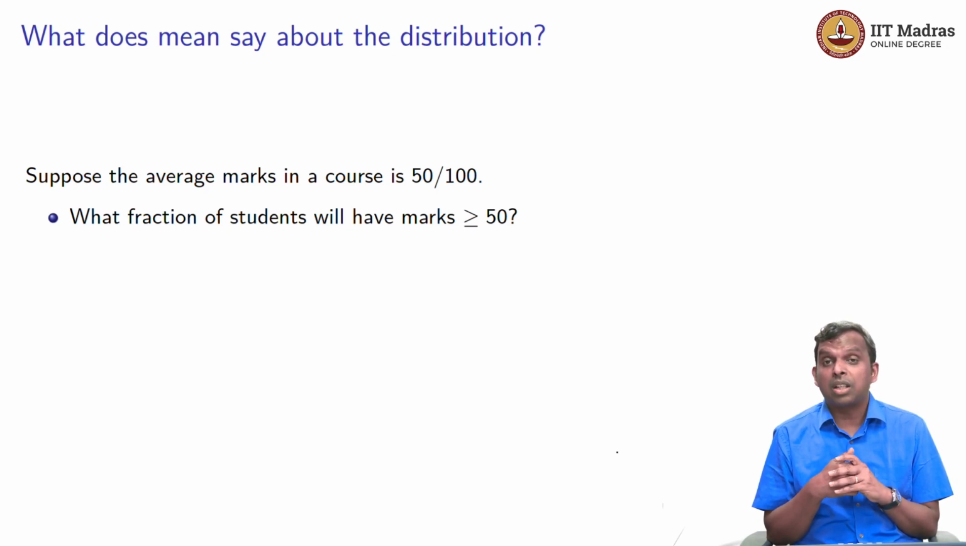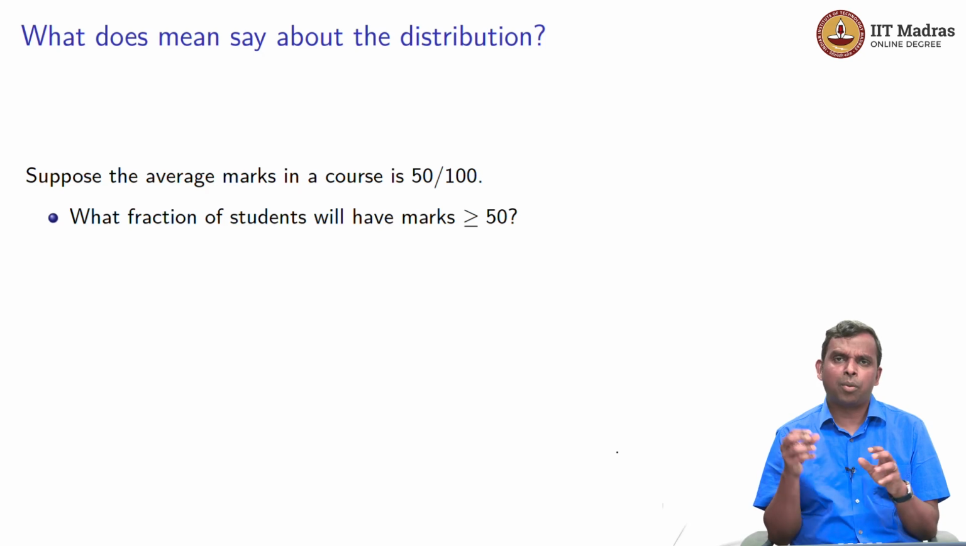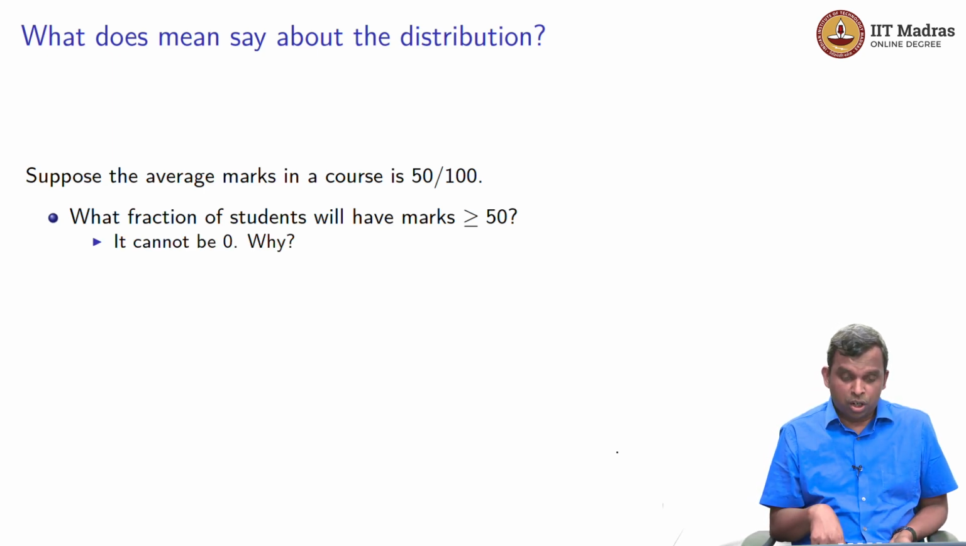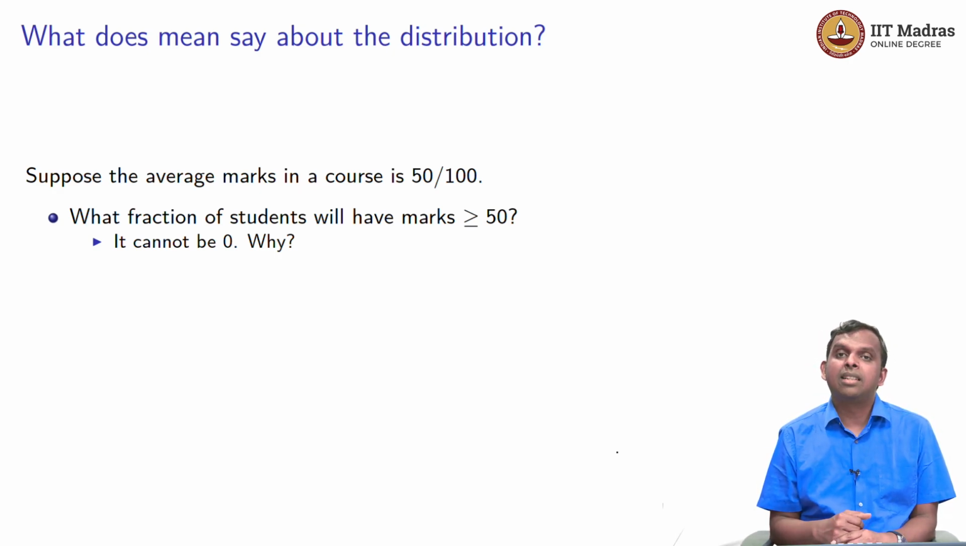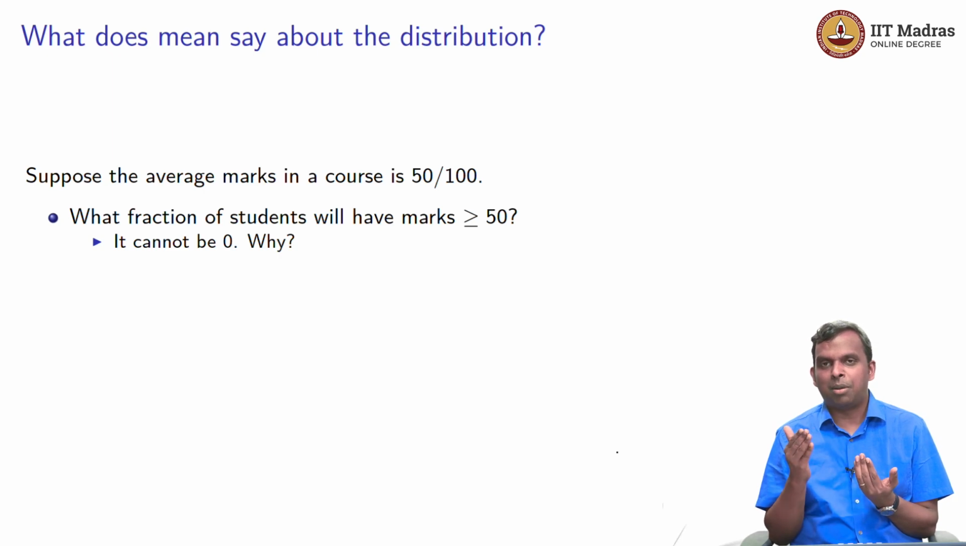Now suppose I ask a probability question: what fraction of students will have marks greater than or equal to 50? What does this mean? If I pick a student at random, what's the probability that their mark will be at least 50? You can argue that it cannot be 0. It cannot be that nobody is greater than or equal to 50. If nobody is, how can the average be 50? The average is adding up everything and dividing by the number, so some numbers have to be above or equal. It cannot be that everything is below, because then the average will be less than 50.